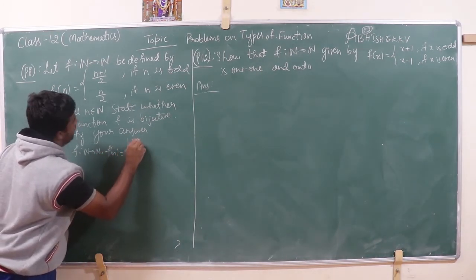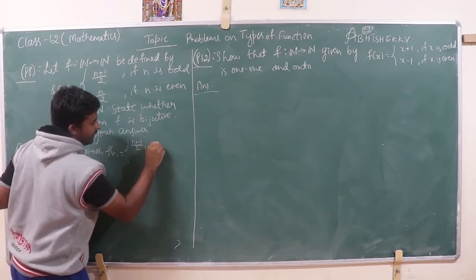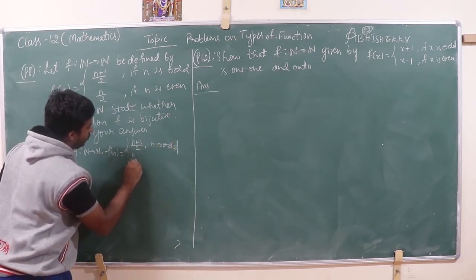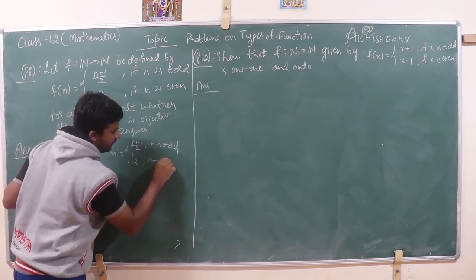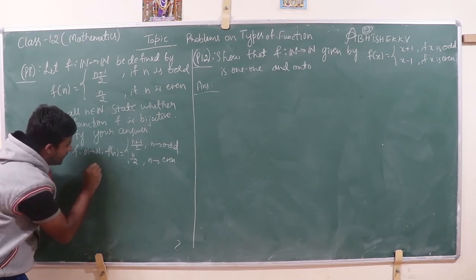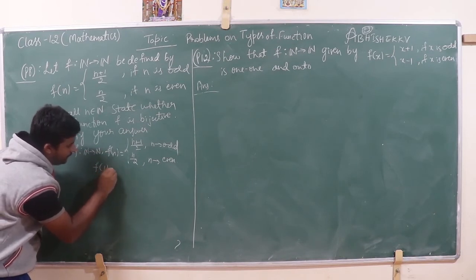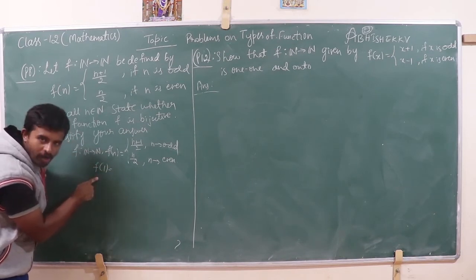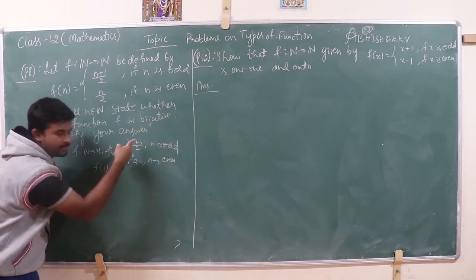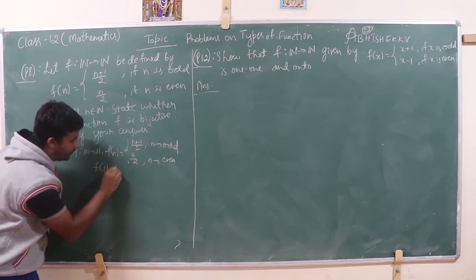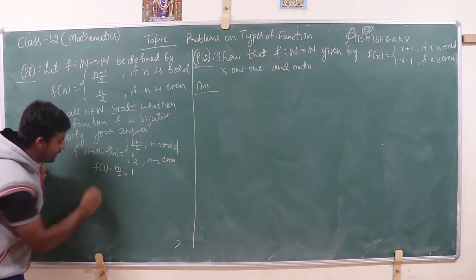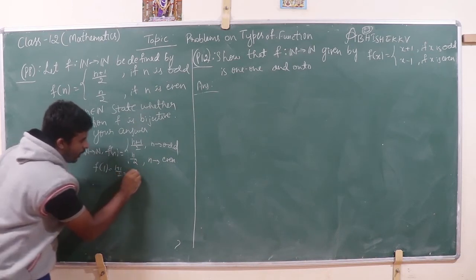Okay? See here, the function f from N to N defined by f of n is equal to (n plus 1) by 2 when n is odd, n by 2 when n is even. For 1, what is f of 1? Since 1 is an odd number, we should consider this function, that is (n plus 1) by 2. What is n? 1. (1 plus 1) by 2, that is 2 by 2, is equal to 1.